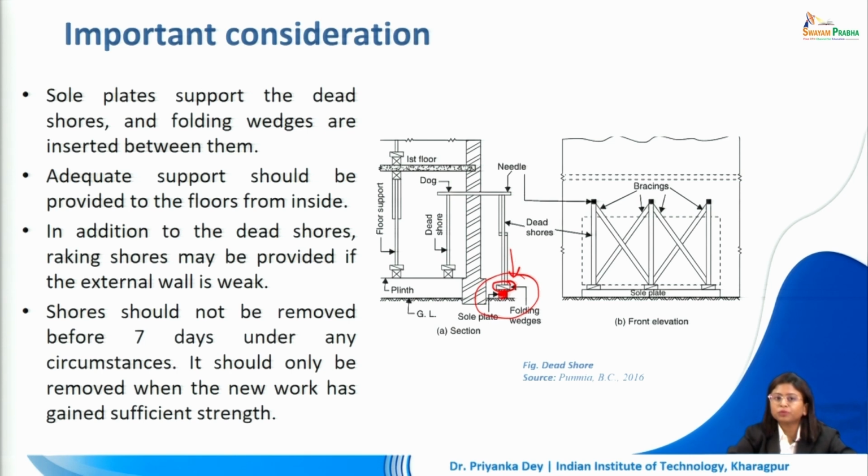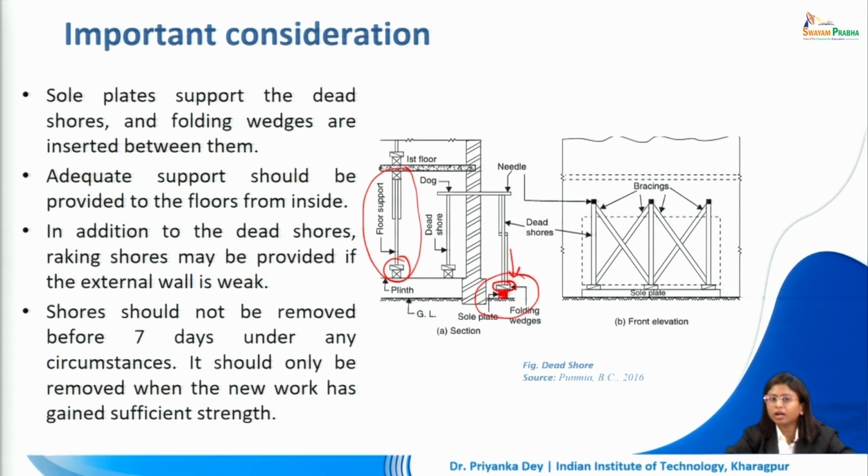Adequate support should be provided to the floors from inside because we are trying to create an opening in an existing wall, and we are taking help from the needle and the dead shore to support that particular wall where the opening is being created. Nonetheless, because we are altering the support that the slab is getting, we want to give additional support to that floor slab as well. So for that, inside the room, we are going to use some amount of a support system using wedges and sole plates, and these members are going to provide additional support to the floor slab above.